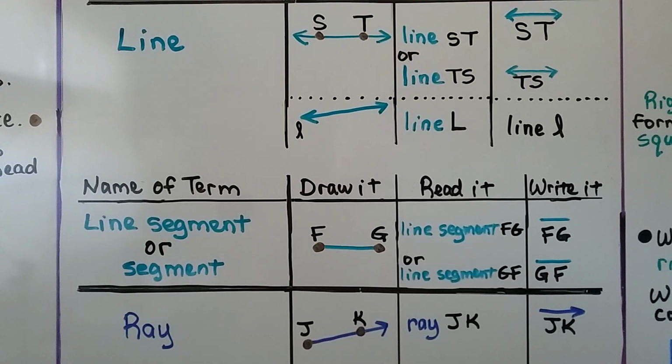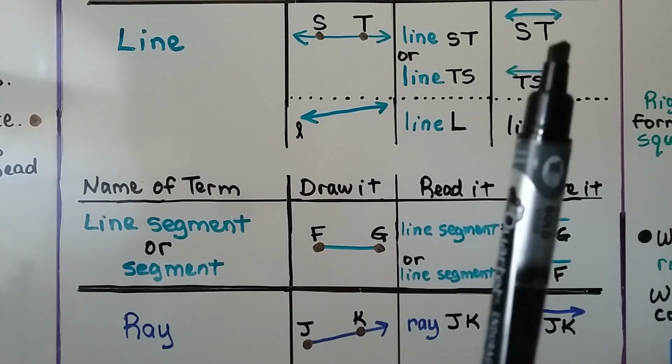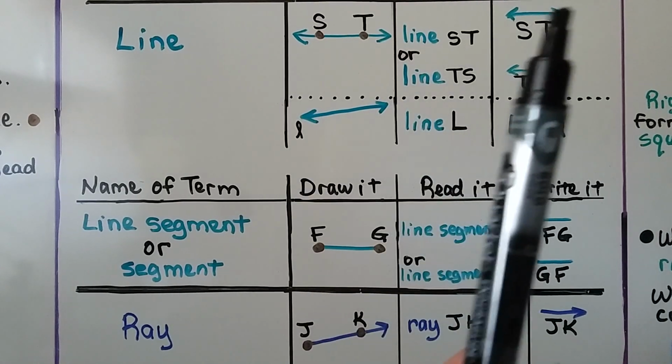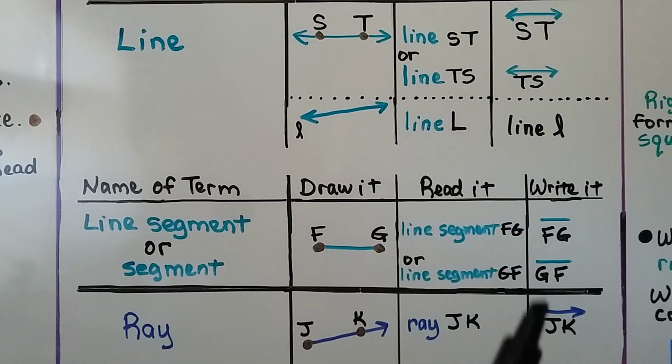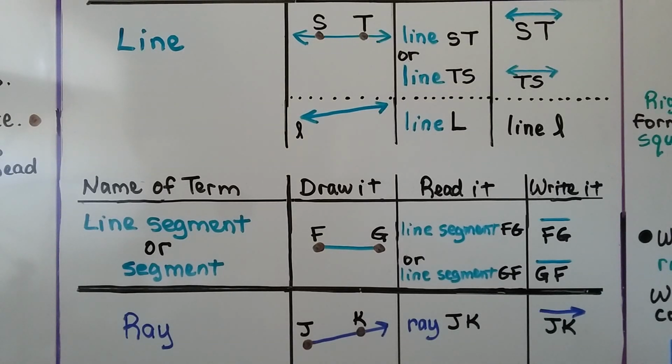So remember as you're writing these, that if it's a line, it's going to have the capital letters for the points and an arrow on each side. If it's a line segment, it's just going to have the capital letters for the points and a bar on top. And if it's a ray, it's going to start with the endpoint, like this J, and it's going to have an arrow going off to the right side. Even if the ray is pointing in another direction, or up or down or left, we write it with a little arrow pointing to the right.